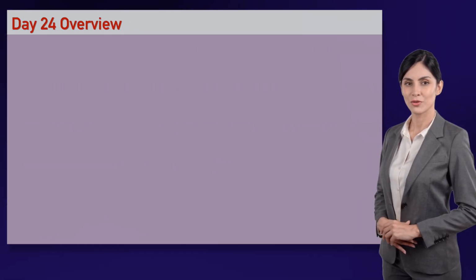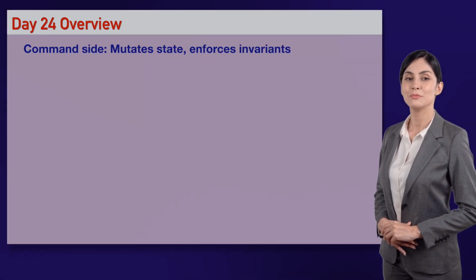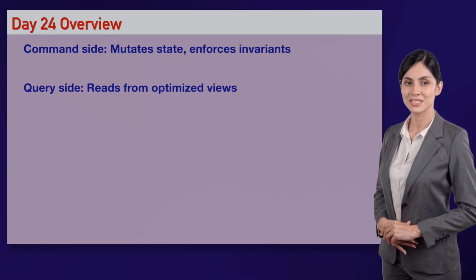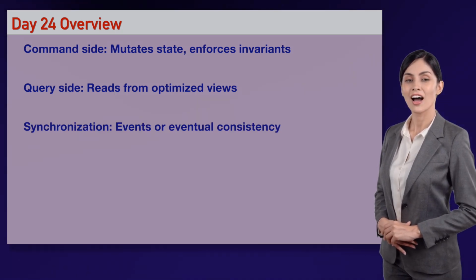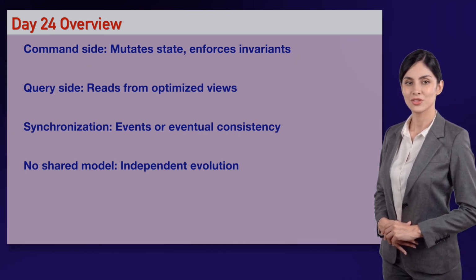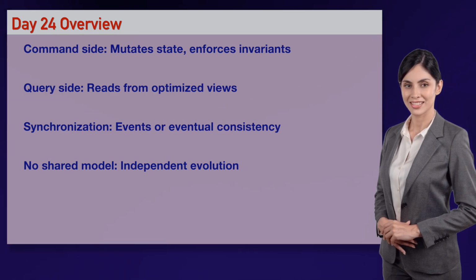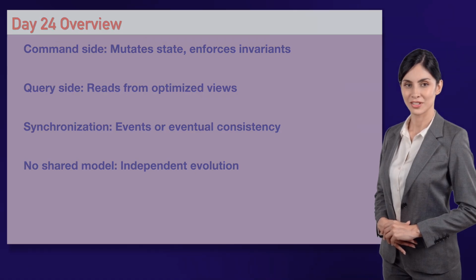Here's a quick overview of what we'll cover today. On the command side, we handle writes that mutate state and enforce business invariants. The query side focuses purely on reads, often using denormalized views optimized for fast retrieval. Synchronization between the two sides typically happens through events or eventual consistency mechanisms. The core idea is that there is no shared model. The command and query sides can evolve independently for maximum flexibility.